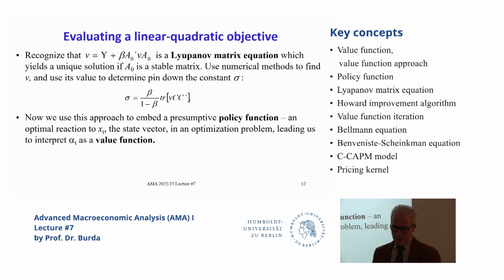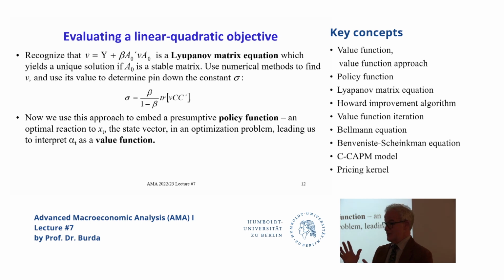Once we have that, then we can actually find the present discounted value of this quadratic form. We still don't have the level yet, because we don't know what sigma is. You can solve for sigma just by using the formula and solving. It's a linear function of the trace of this matrix, and that you can do as well. Remember, the trace is just the sum of the diagonal elements. These are always square matrices.